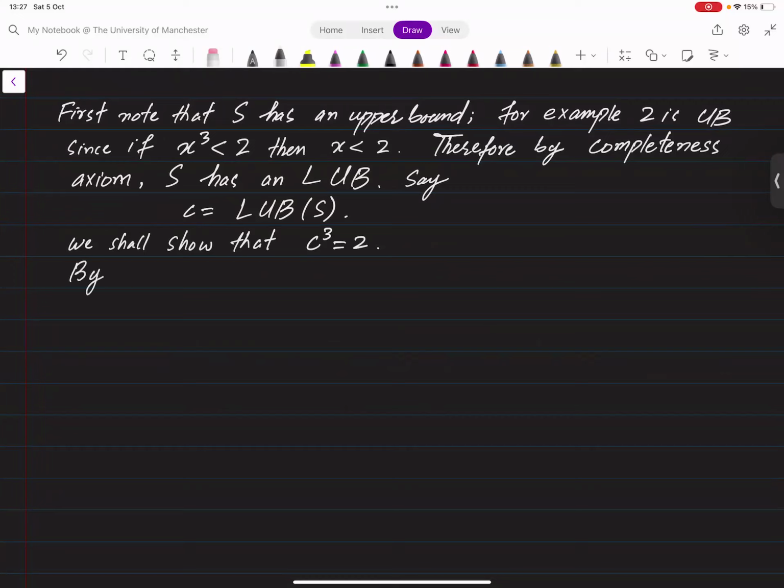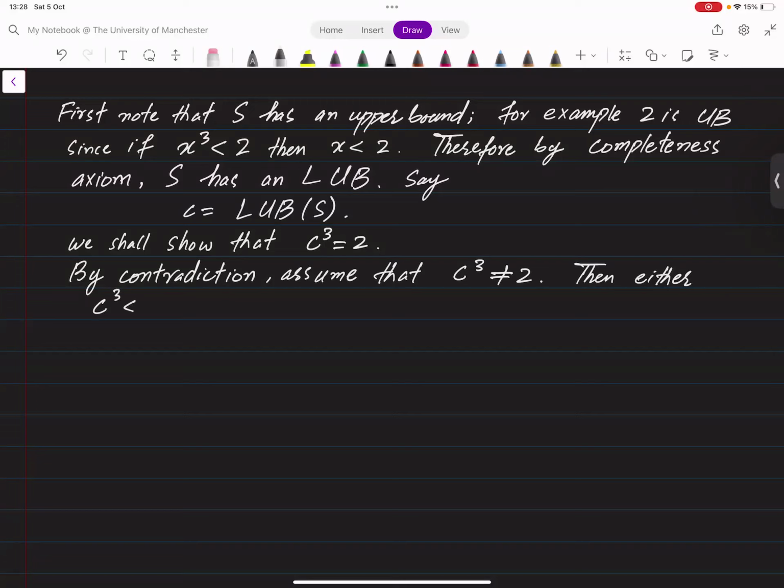Now, by contradiction, assume that C cube is not 2, then either C cube is less than 2 or C cube is greater than 2. We consider these two possibilities separately, in each case obtaining a contradiction.